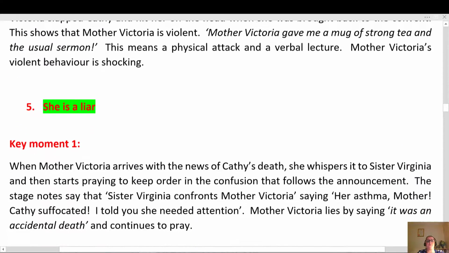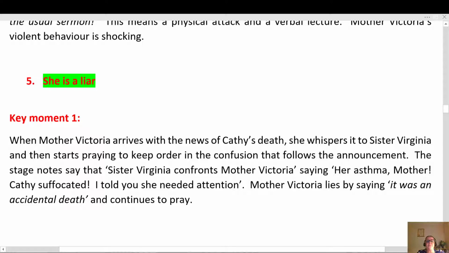Another characteristic of Mother Victoria is she is a liar, and here is a key moment to show that. When Mother Victoria arrives with the news of Cathy's death, she whispers it to Sister Virginia and then starts praying to keep order in the confusion that follows the announcement. The stage notes say that Sister Virginia confronts Mother Victoria, saying, "Mother, Cathy suffocated. I told you she needed attention." Mother Victoria lies by saying it was an accidental death and continues to pray.